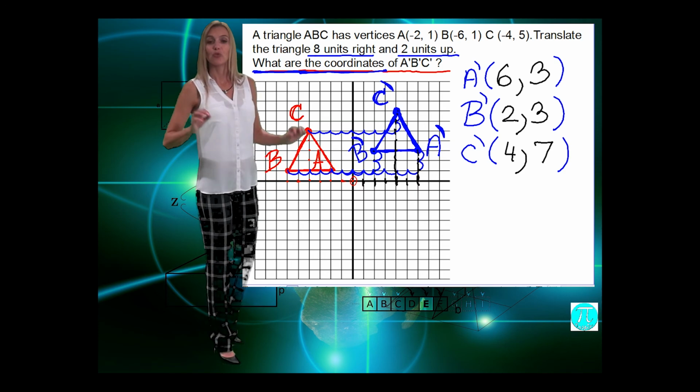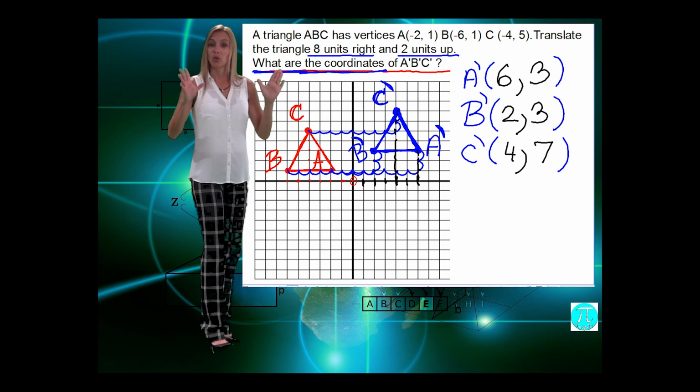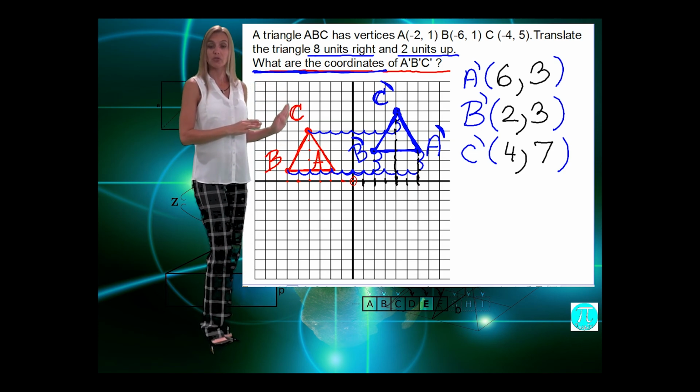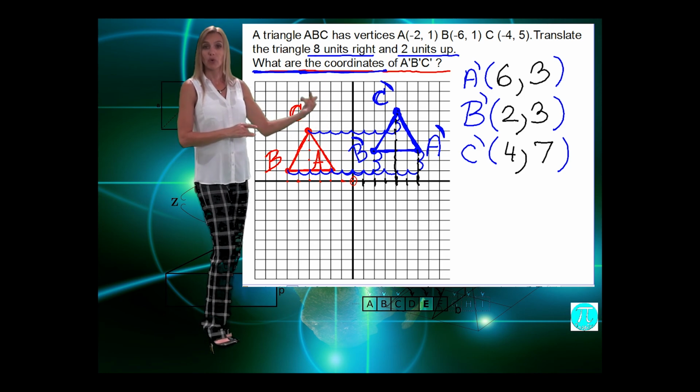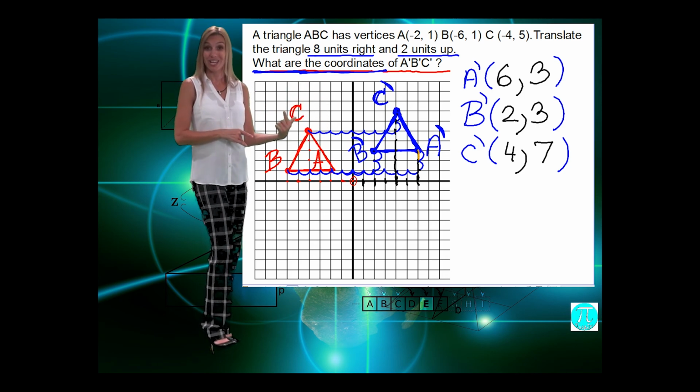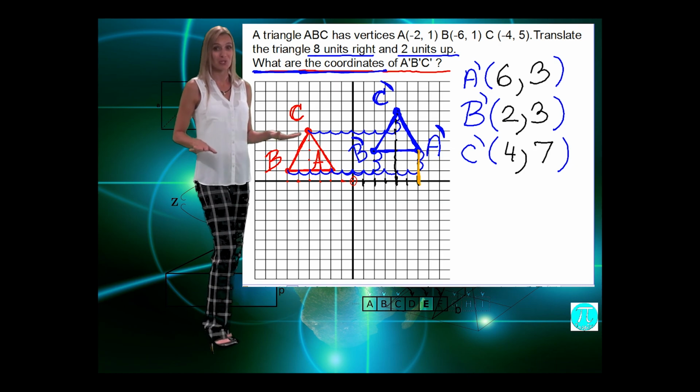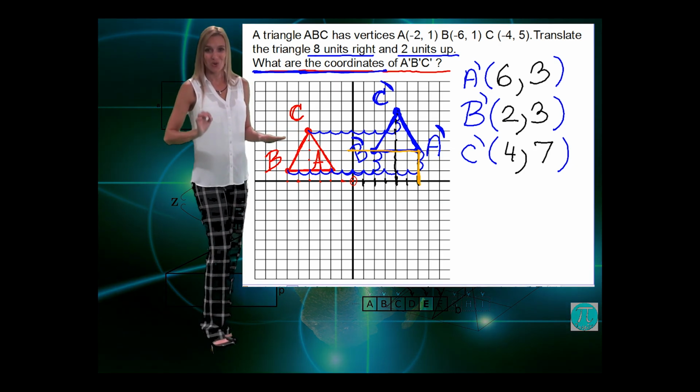All right, remember the main thing. Coordinates, x comes first, and then there is y for every single vertex. All right, that's the only way to plot our coordinates.